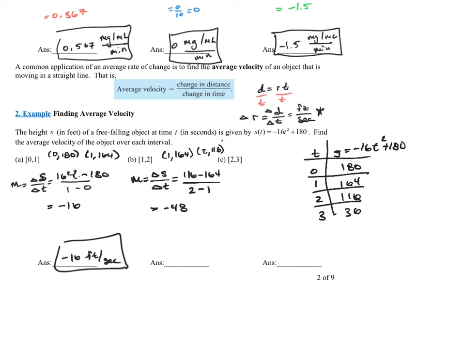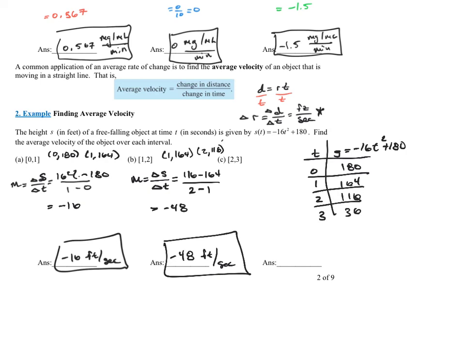I'm ending up with negative 48. So what is that? Negative 48 feet per second. Well, since the time frame from 1 to 2 seconds is 1 second, that means for the first second, it fell 16 feet. From second 1 to second 2, it fell an additional 48 feet. So what's happening? It's falling faster. Think about dropping an object off of a building. It starts off slow, and by the time it hits the ground, it's moving much, much faster. That's exactly what's going on here.